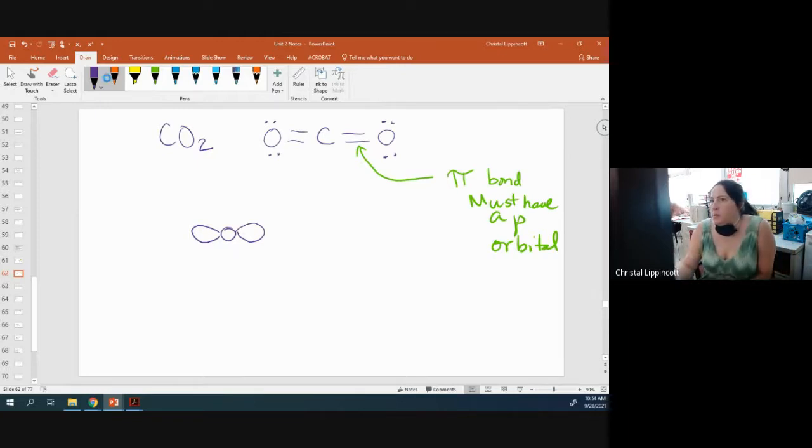Yeah, there's going to be sigma bonds. This is a sigma bond here. This is a sigma bond. Your first bond is always going to be a sigma bond. Anything after that is going to be a pi bond. So this is a sigma, this is a sigma. Pi, pi. Pi requires a p orbital. P, pi, pi, p. I'm drawing it right now, buddy.